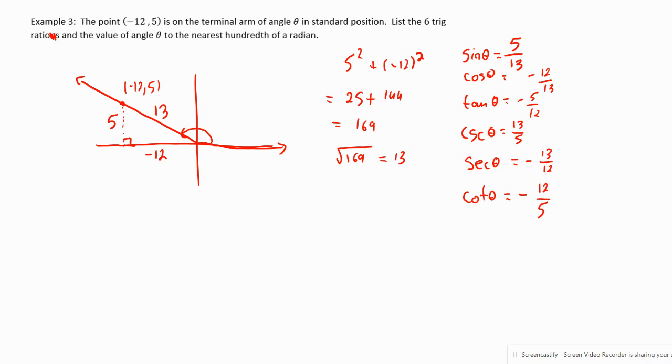Okay. Last part, they want angle theta to the nearest hundredth of a radian. Now what I'm going to recommend is you use this one over here. For the primary 3 trig ratios, we have a positive one and 2 negative ones over here. I think it's going to be a lot easier if you choose to use the positive one. So this is going to be a bit of a review back to math 10 and math 20.